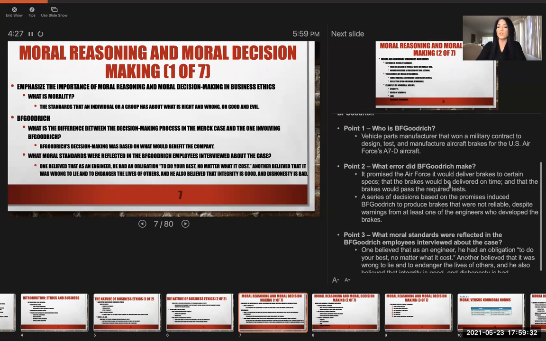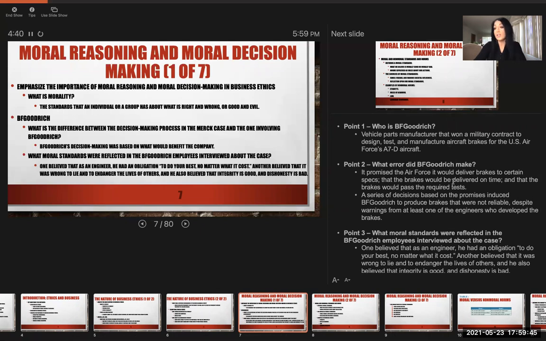Who is B.F. Goodrich? Well, a vehicle parts manufacturer that won a military contract to design, test, and manufacture aircraft brakes for the U.S. Air Force A-7D aircraft. What error did they make? Well, it promised that the brakes would be delivered to certain specs, that the brakes would be delivered on time, and that the brakes would pass the required tests.